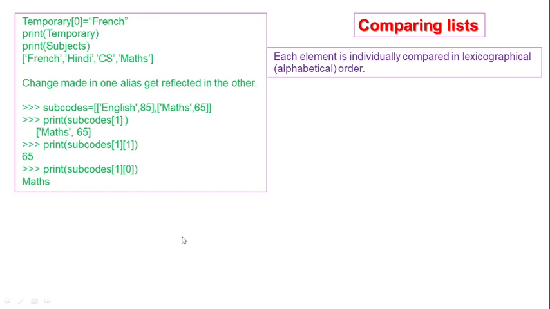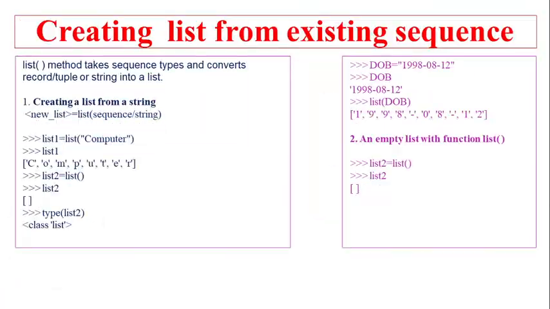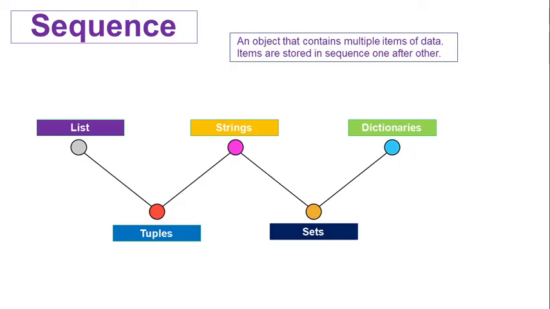Individual elements, each element, is individually compared in lexicographical order, that is alphabetical order. We have already done some programs in strings, so you can refer to them. So that's what comparing is. It's based on lexicographical order, that's alphabetical order. So these are the topics for the day. Let's have a quick recap.